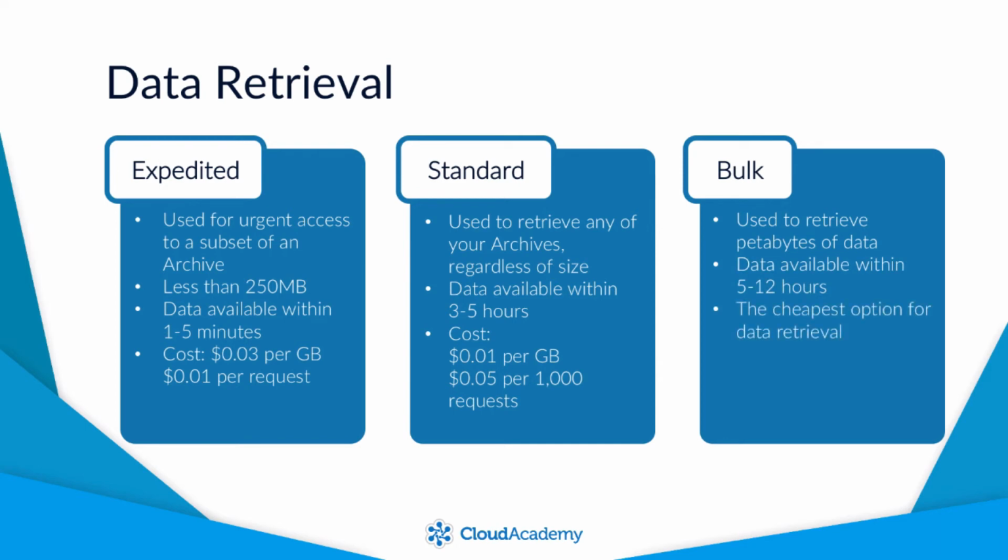This is the cheapest of the retrieval options, which is set at 0.25 cent per gig and 2.5 cents per 1,000 requests. So it really depends on how much data and how quickly you need it as to the retrieval speed and cost to you made by your retrieval option.